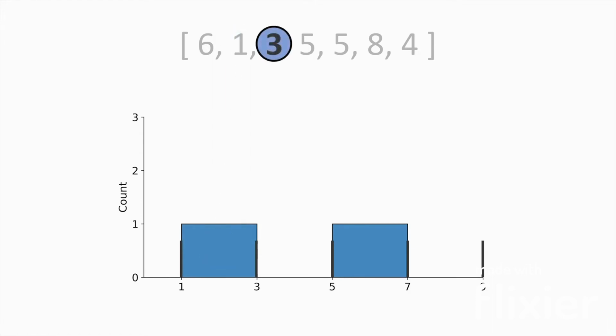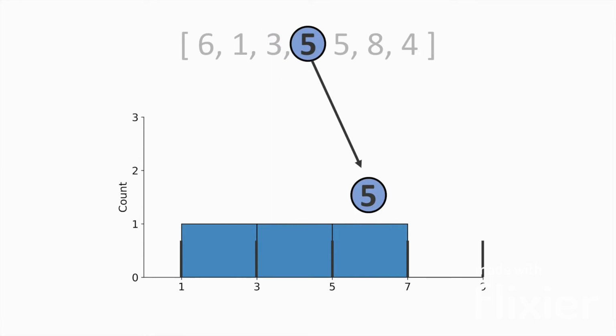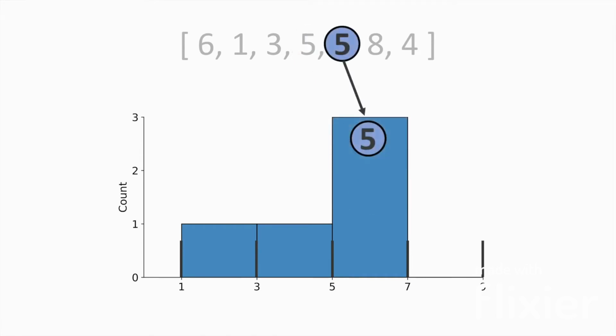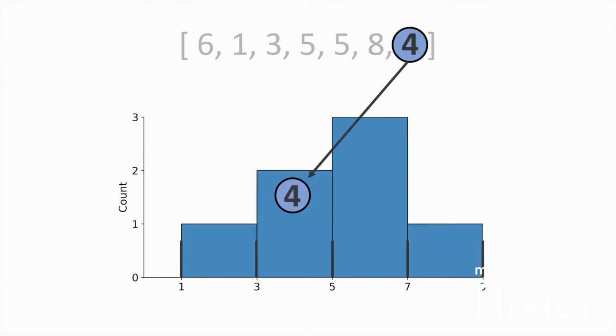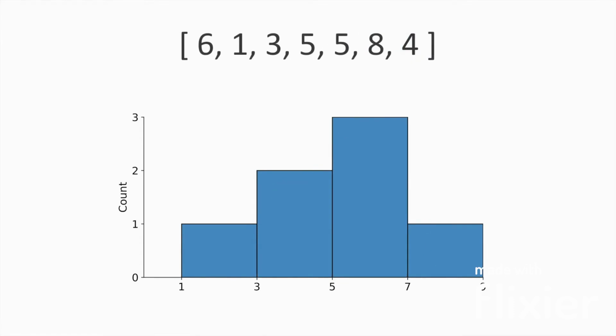We can move on to the number 3, which goes right here. And next we're going to come up on the number 5, which goes in that bin between 5 and 7. So what's going to happen now is we'll actually increase our counter to show that we've now seen 2 values within this bin. And here's another 5. It goes right there. So this counter is now at 3. Our final couple numbers, 8 goes over here and 4 goes over here. And so there we go. At this point, we have created a histogram for these values.